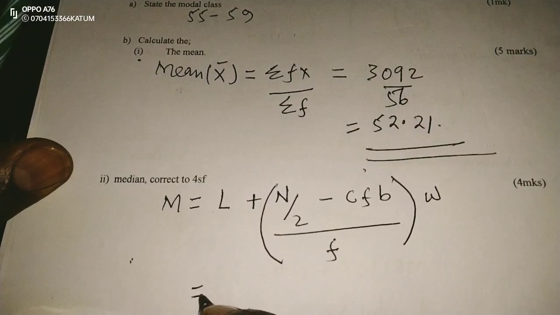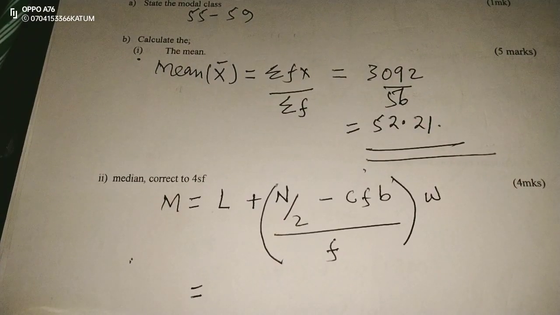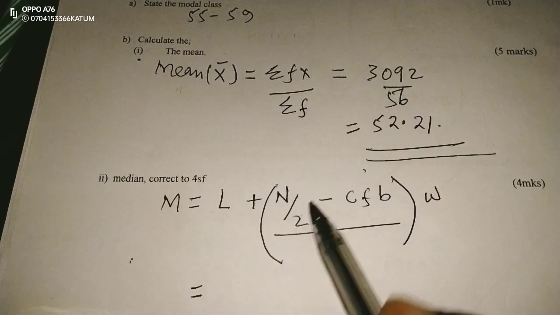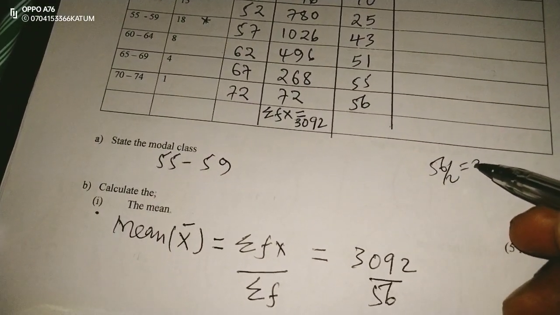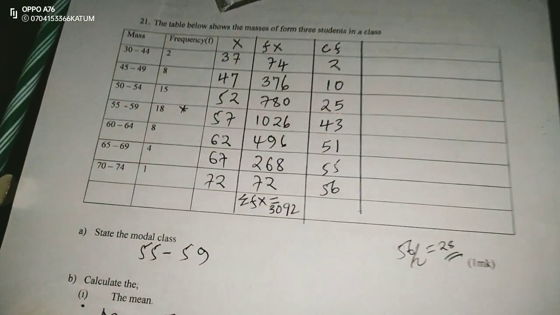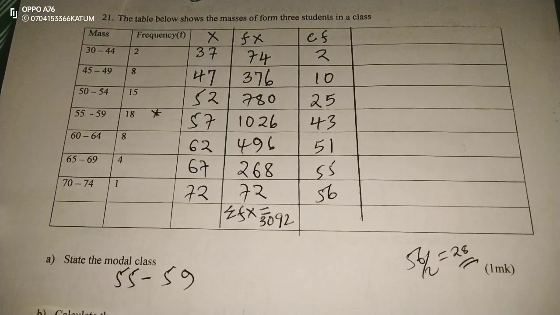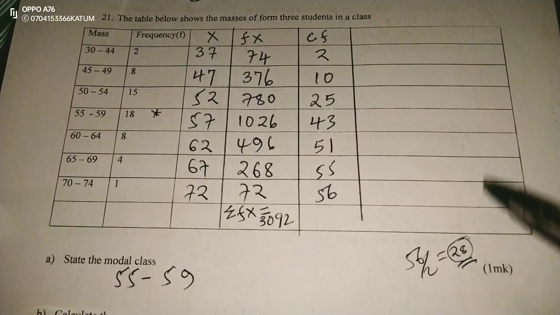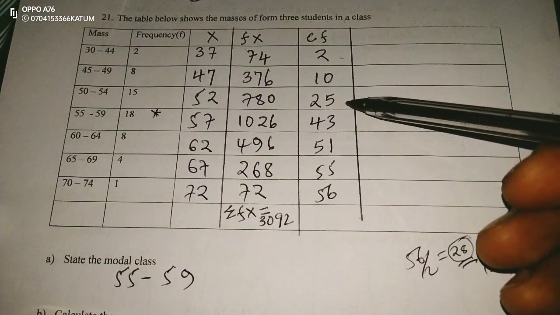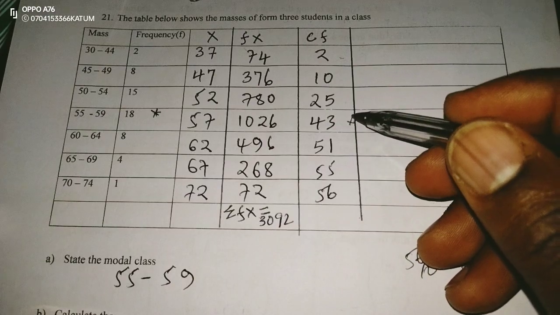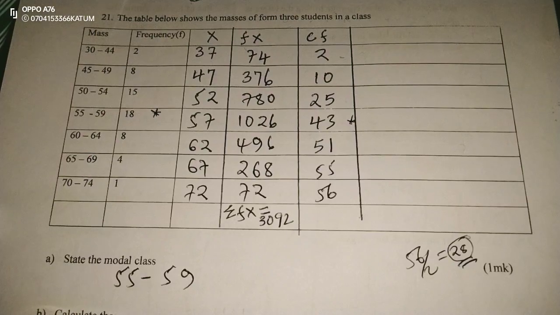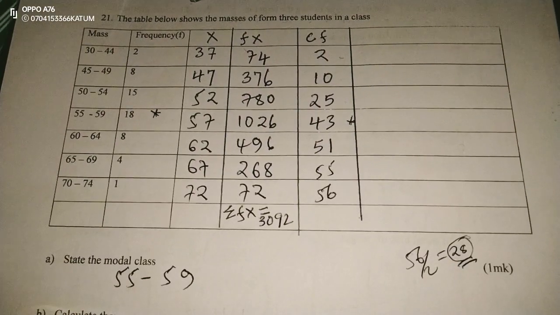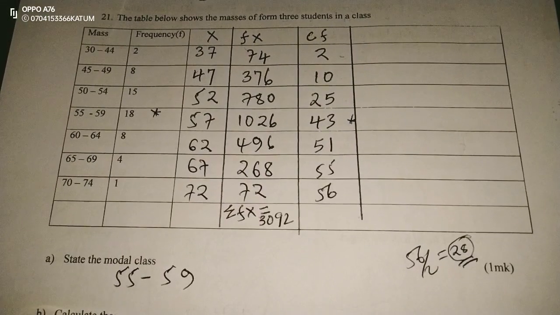Therefore, we need to first of all identify the median class. That is the class which is carrying n out of 2, total frequency over 2. So when we take total frequency, that is 56 out of 2, we get 28. Therefore, we are going to use the cumulative frequency column and check where 28 lies. Not in the first, not in the second, not in the third, but in this one. So between 55 and 59, that becomes our median class. That is where the 28th student, or the middle student, lies.